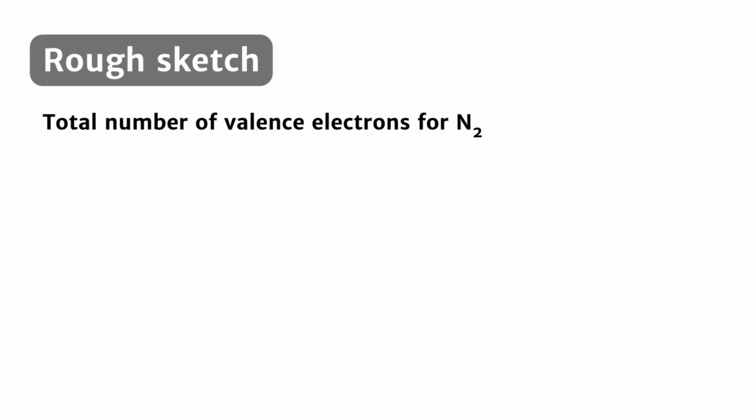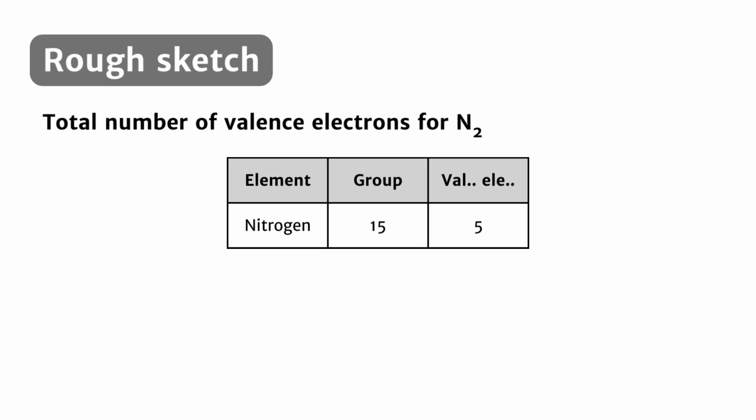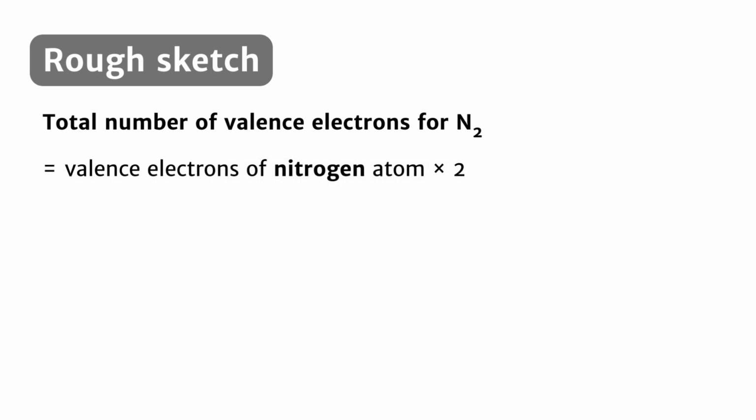The total valence electrons in N2 are determined by summing the valence electrons of each atom. Nitrogen, a member of group 15, possesses 5 valence electrons. With 2 nitrogen atoms in N2, the total valence electrons calculation is 5 for 1 nitrogen multiplied by 2, resulting in a total of 10 valence electrons for N2.